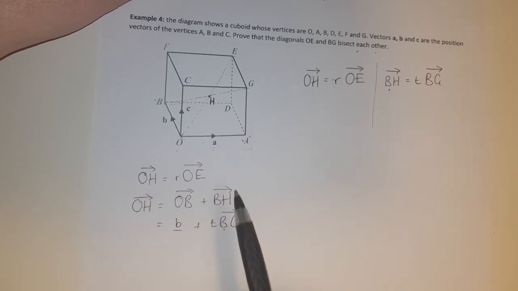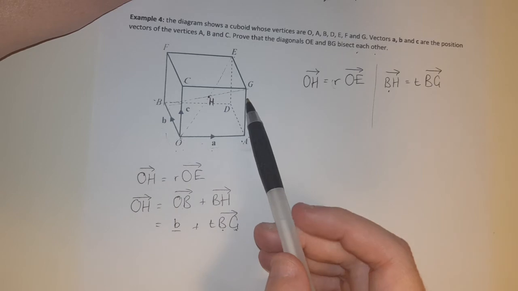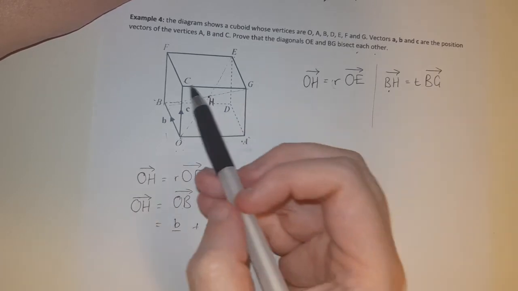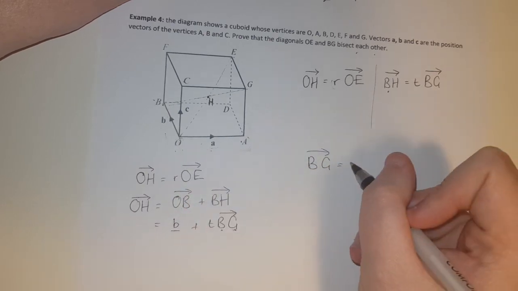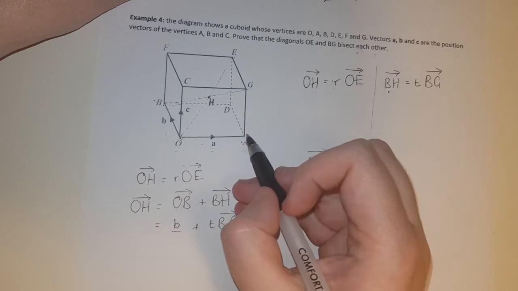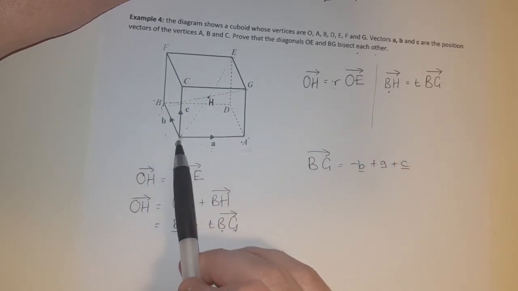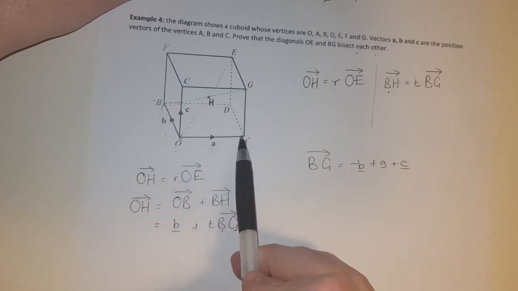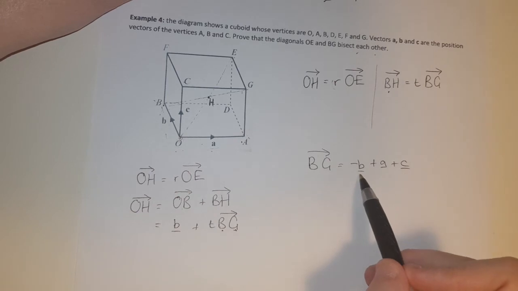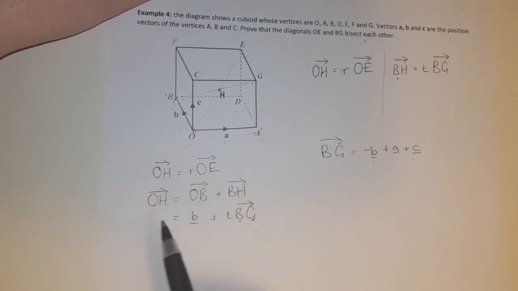Now B to G is something I can describe all the way around the graph. So if you think about it, if I wanted to get from B to G, if I just write that on this side, B to G, I could go minus B plus A and plus C. Because obviously I've gone against this arrow, I've gone with this arrow, and then this side here is the same as this side here, so I've gone with that one. So I've got minus B plus A plus C.